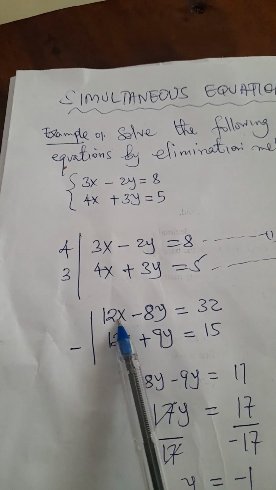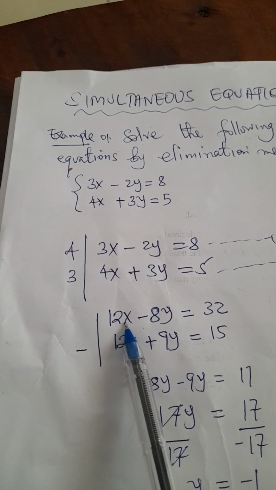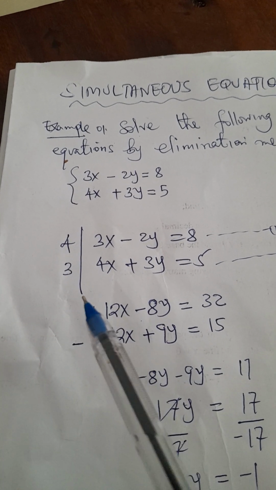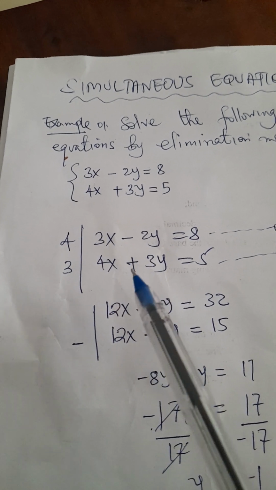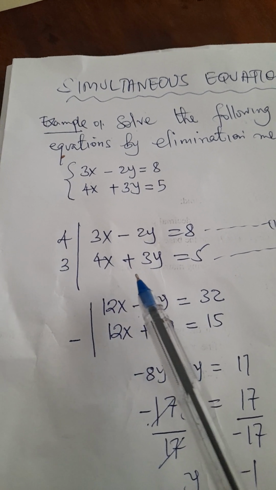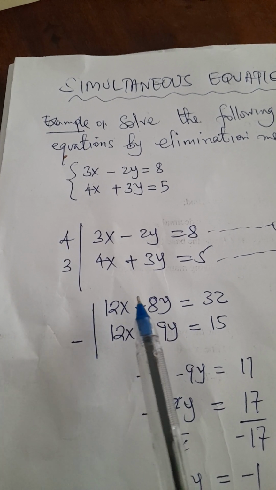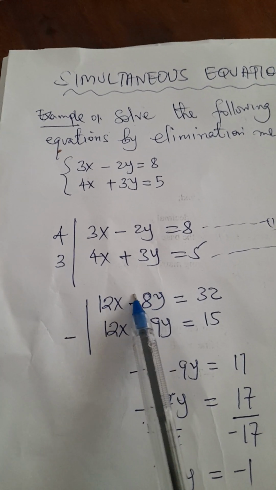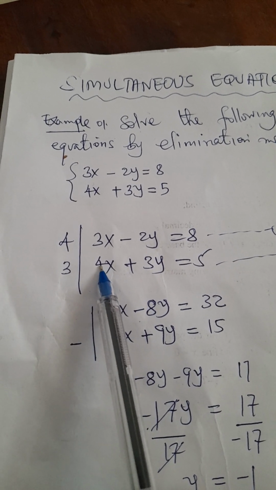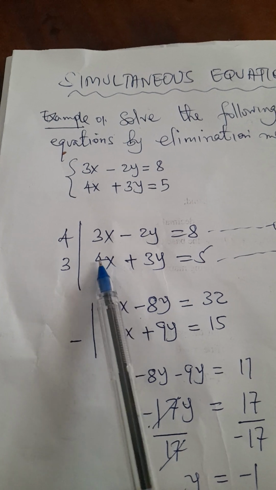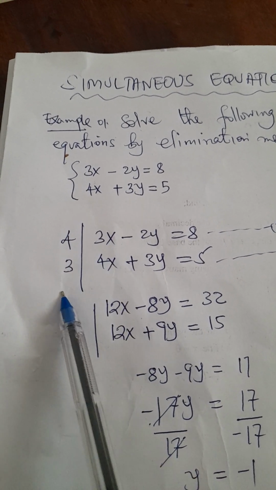Now listen. I want to eliminate x. So we have to eliminate the terms containing x. How can we eliminate these? By making these terms equal. We exchange their coefficients. The coefficient of x here is 4, so we multiply the other equation by it. The coefficient of x here is 3, so we multiply this equation by it.